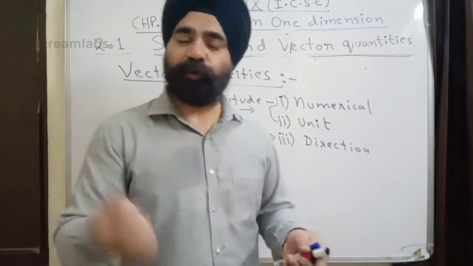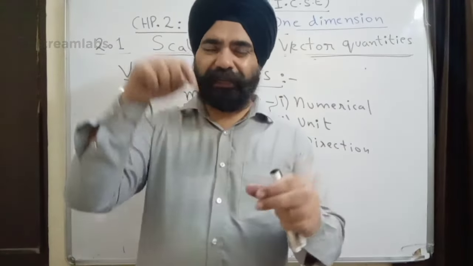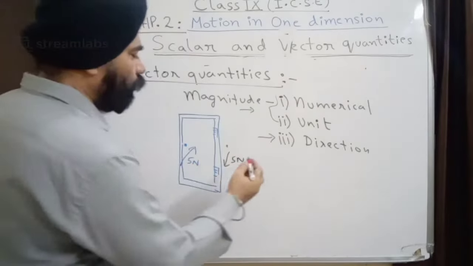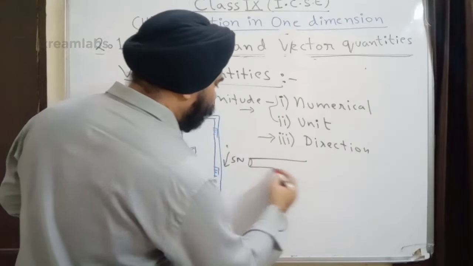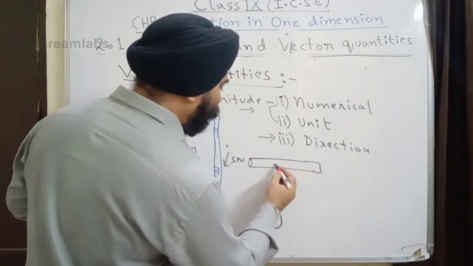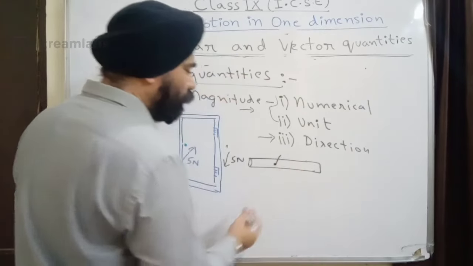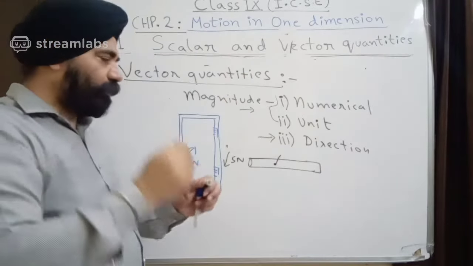When I apply a force, if the body is not pivoted, it moves in the direction of the force. But suppose the body is pivoted, which means it is pinned. Now I have a rod like this, and I pin it over here, which means I nail it.